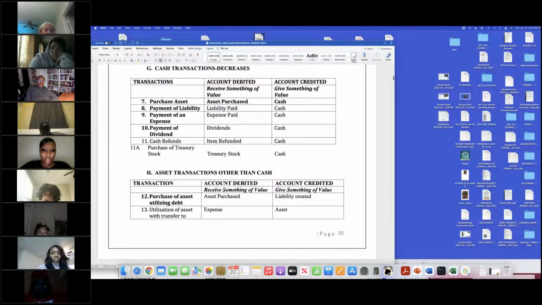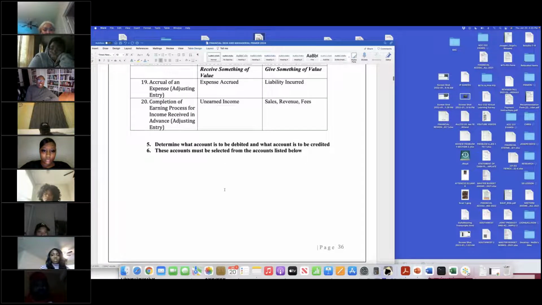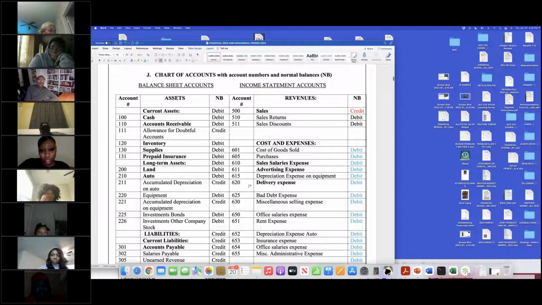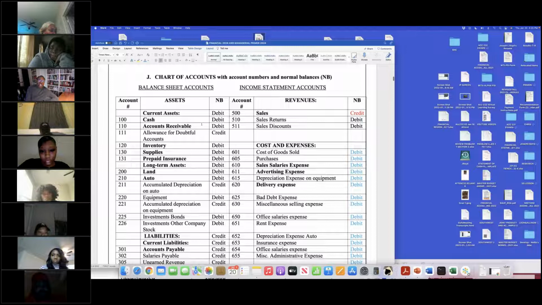The next thing I put in Blackboard so you can make journal entries was a chart of accounts. These are the actual accounts that are used in the journal entries. So you always got to pick an account with a number. It's not expense paid. You got to say which expense was paid. And if you buy an asset, you got to say which one. So you always have to have an account with a number.